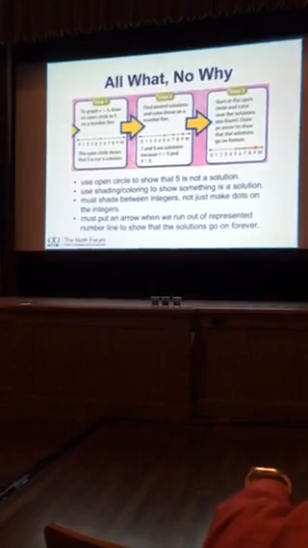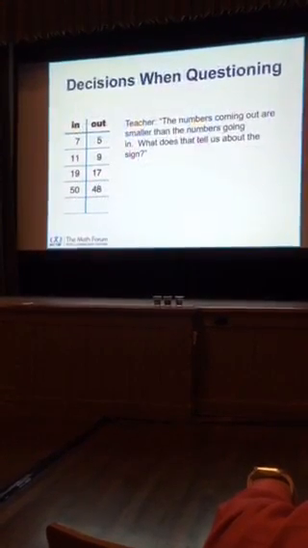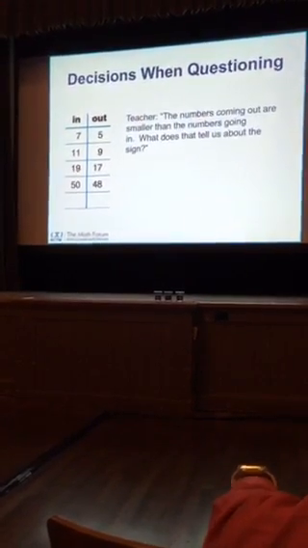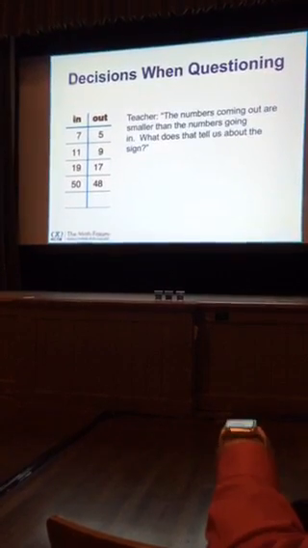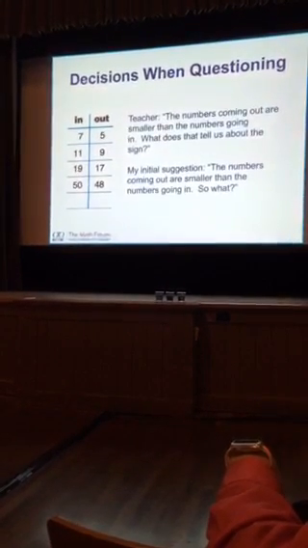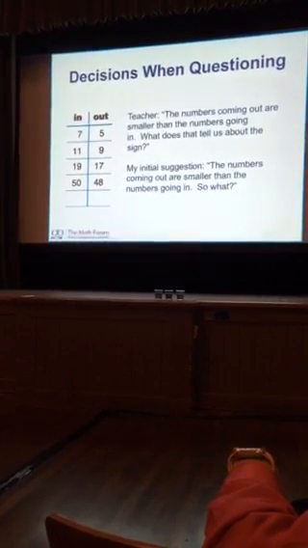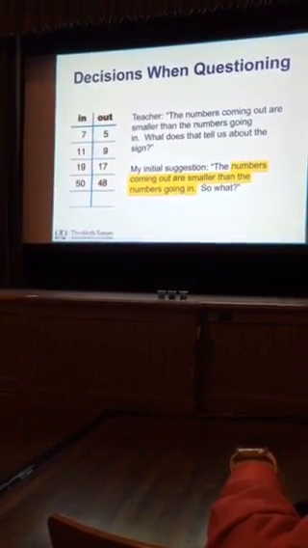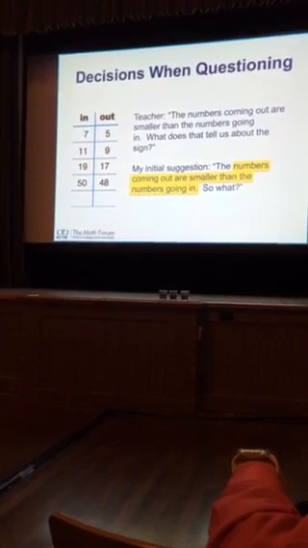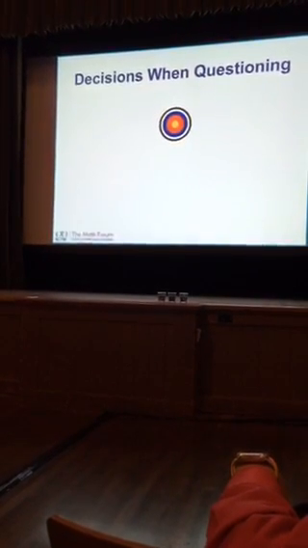Right? So in a 1st grade class I worked in one day, we're doing in-out tables, and the teacher says, "Well, the numbers going out are smaller than the numbers coming in. What does that tell us about the sign?" And I said, no, don't ask them about the sign. Say, "The numbers are this way, so what?" And then I thought, I'm still pointing out the numbers. Let the kids figure that out. It's important that they look at the numbers and see how they work.